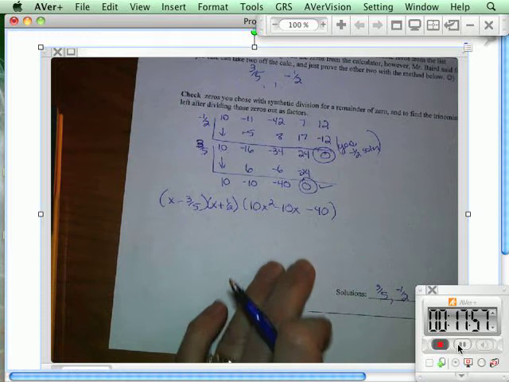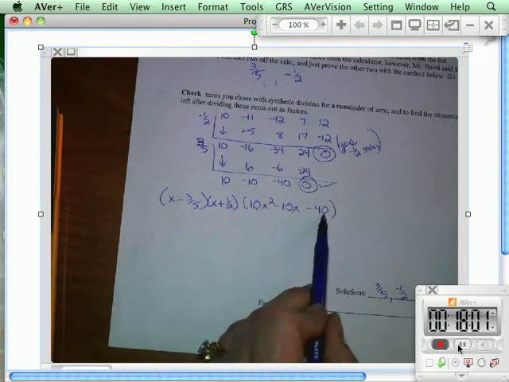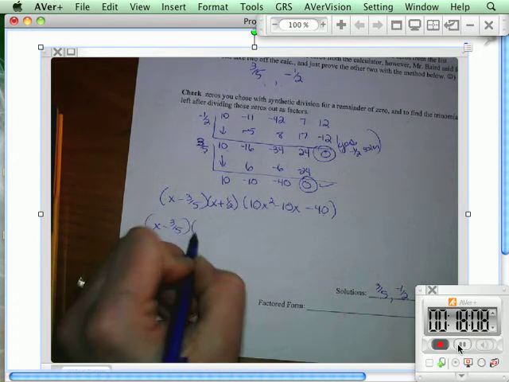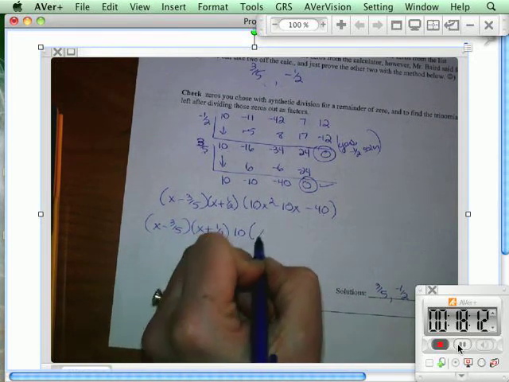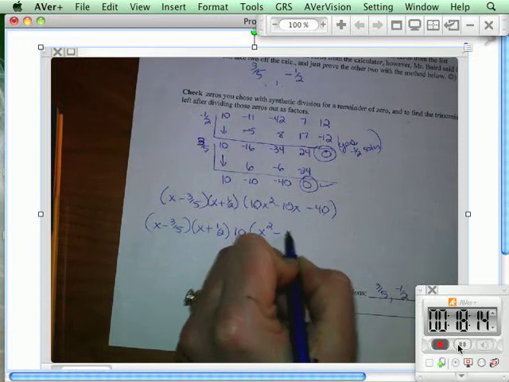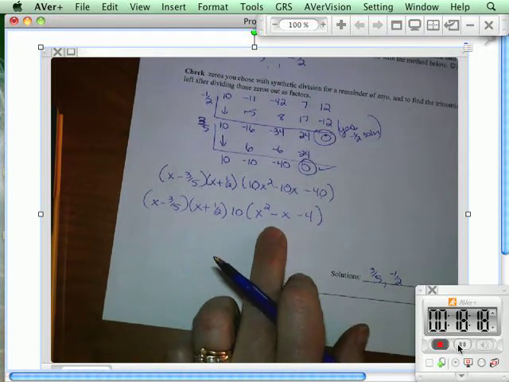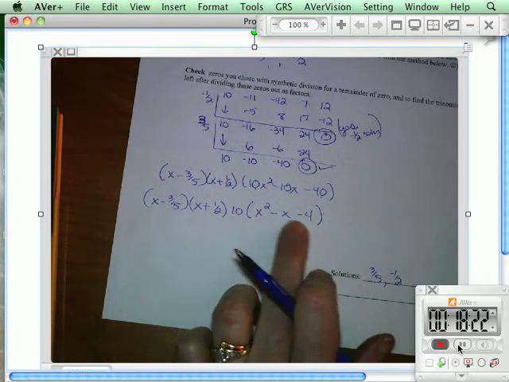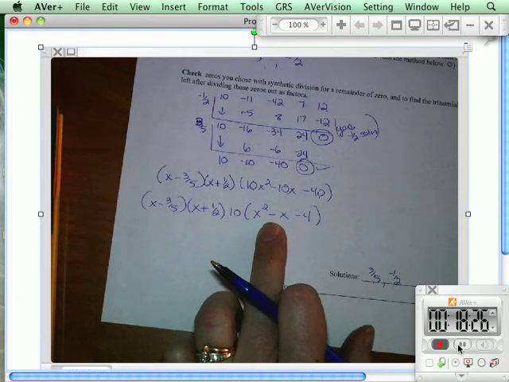Now again, I need to find the factors of this trinomial to fully factor this. But wait a minute, I notice that I can pull out a 10. So I'm going to pull out a 10, stick it right in front of that trinomial, and say I have left x squared minus x minus 4. Now I need to find the solutions or the factors of this trinomial. And guess what we get to do? It is not factorable. There are no factors of negative 4 that add to negative 1.